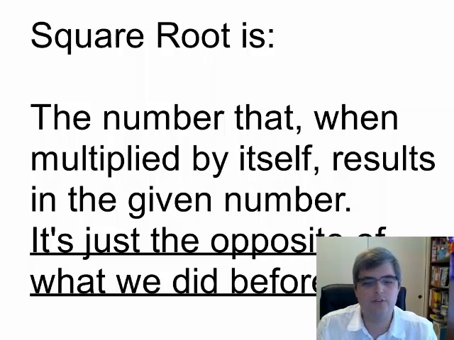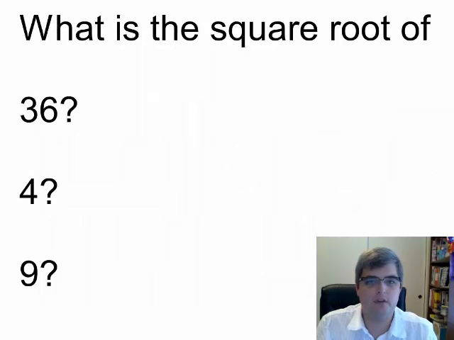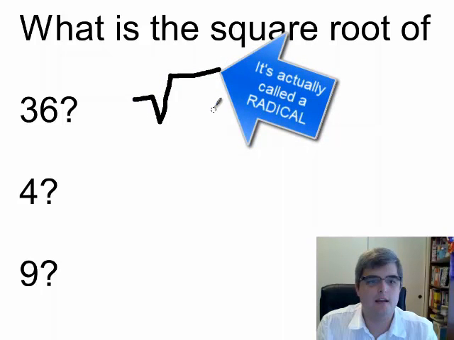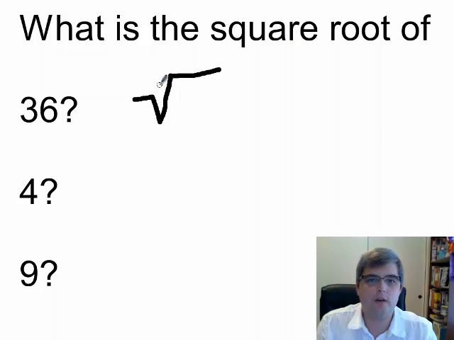So, for instance, you start with 36. Well, what's the square root of 36? The first thing you need to know is that the square root is going to be asked with a funky little character. And it looks like a big division sign with a tail on it. This is the sign for a root. Now, if there's nothing here, we assume that it's a square root. We'll get into the other kinds of roots later, but right now this is square root.